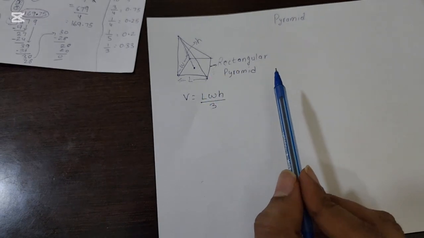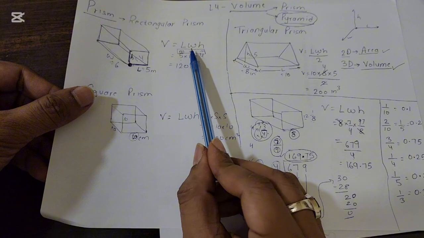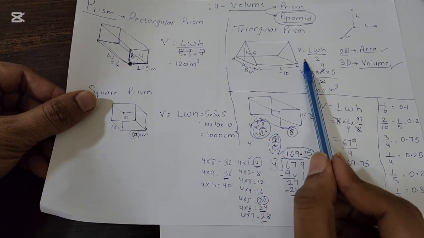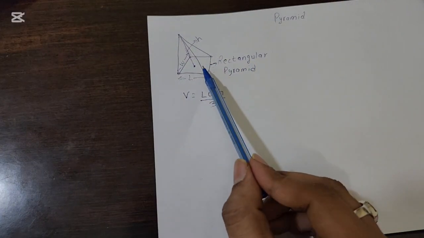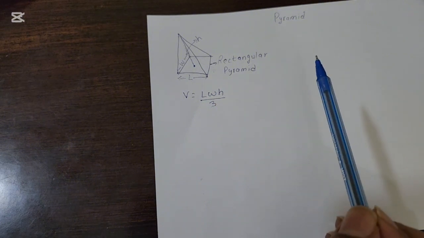In the triangular prism, you can see here, in the rectangular prism, there was only length multiply width multiply height. In the triangular prism, there was length width height Taksim 2, divided by 2. In the rectangular pyramid, length width height divided by 3.